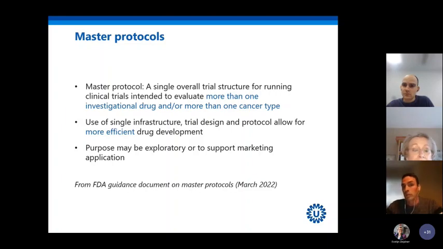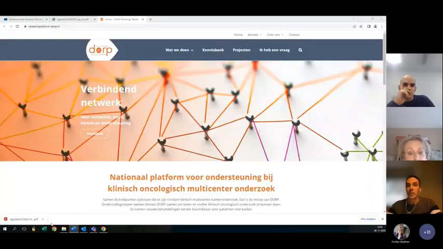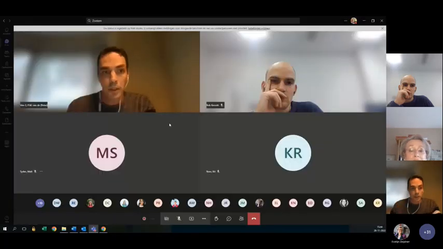Also master protocols can intend to evaluate interventions in more than one type of disease or one type of cancer, for instance. The advantage of using a single infrastructure is mainly the efficiency, the logistics. Well, you have an infrastructure. It's easier to incorporate new trial arms. For instance, you have a protocol which is standardized for all treatments, so there are many advantages. Well, the purpose can be quite different. You have master protocols for early phase research, but also for more late phase research.